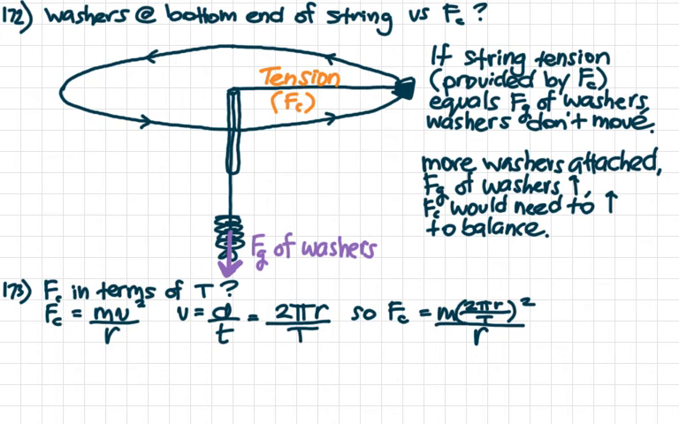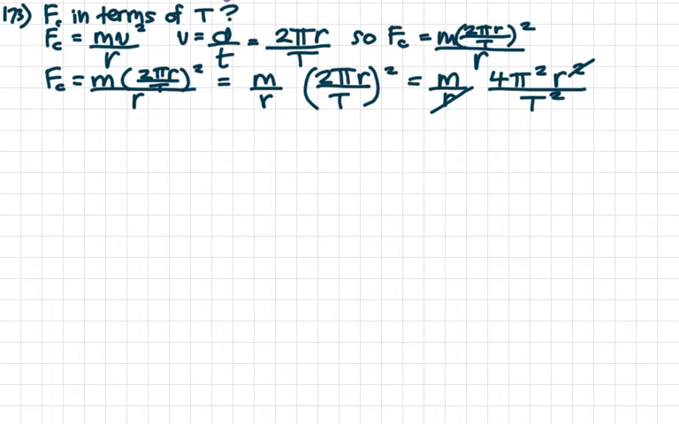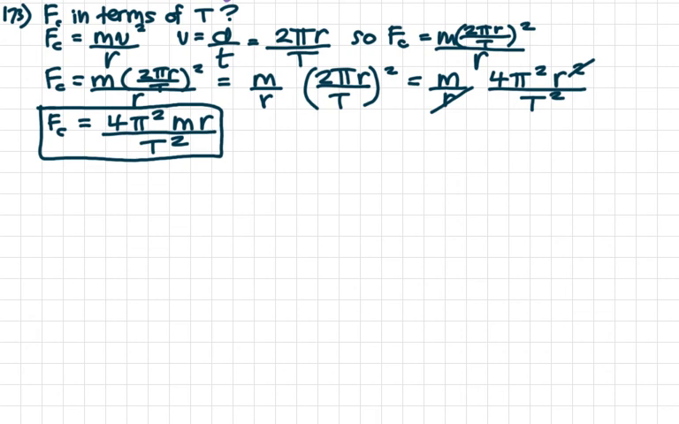But we can simplify that. I'll clean that up a little bit. I took the 2 pi r over the period, squared, and set that aside, multiplied times m over r. If I square everything in those parentheses, I get 4 pi squared r squared over period squared. The r in the denominator of m over r cancels the square on the r squared over here. So the question asks for FC in terms of m, r, and the period, and there you have it. FC is 4 pi squared m r over period squared.